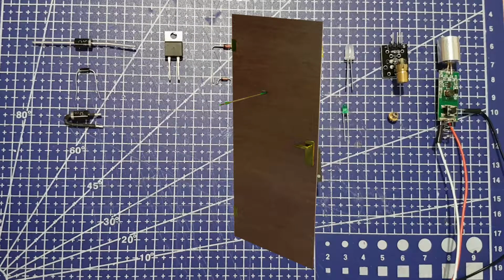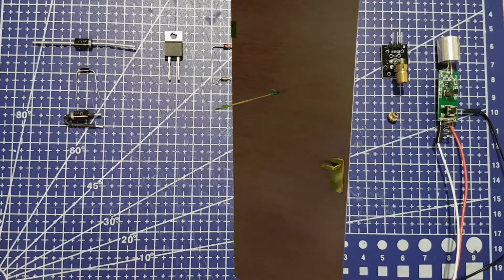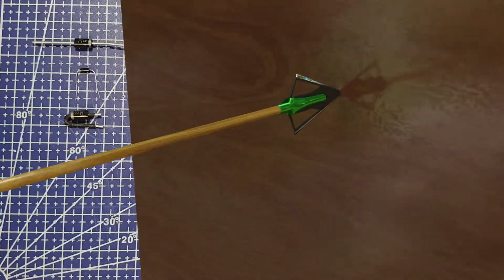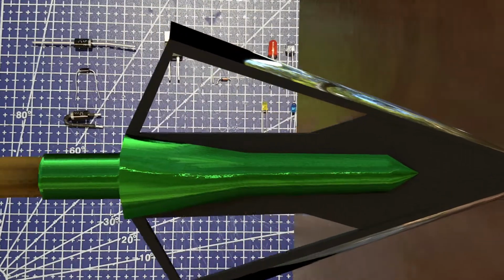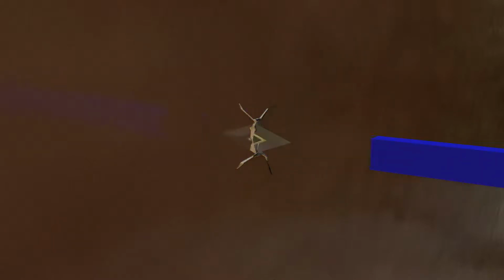Imagine an arrow fired into a wooden door. The triangle in the symbol is the arrowhead and the vertical line is the door. The arrowhead conducts electricity and points in the direction of conventional current, which flows from positive to negative. The tip of the arrowhead has just poked through the other side of the door, so current can flow through. Current flowing the other way hits the door and is blocked.